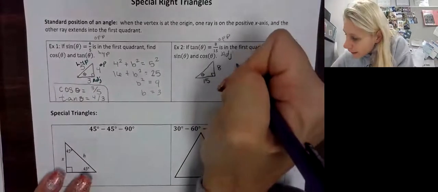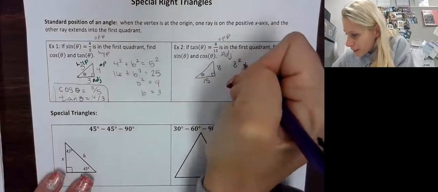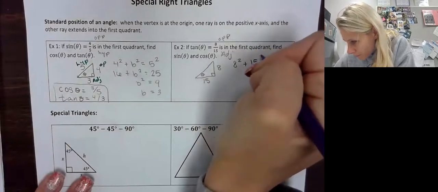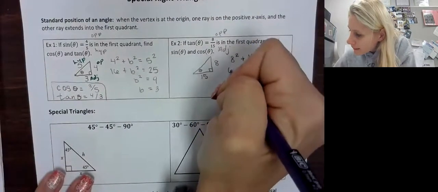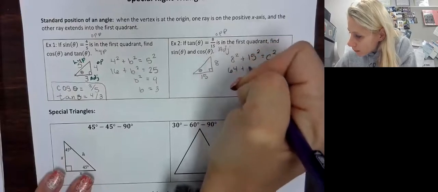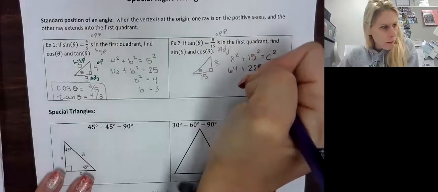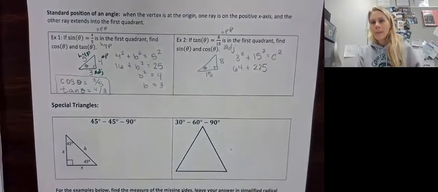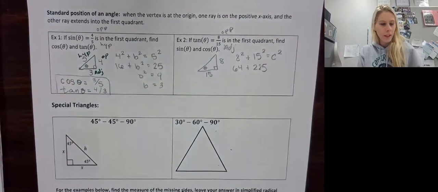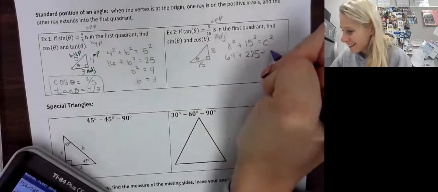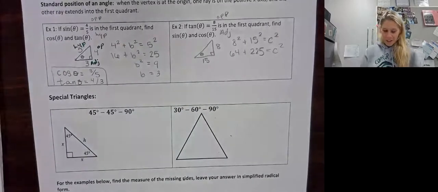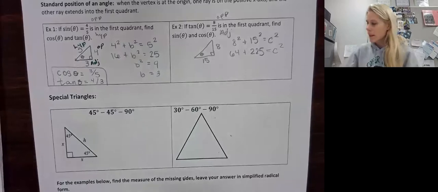hypotenuse. So I have 8 squared plus 15 squared equals c squared. That's 64 plus 225? No. Why am I just double checking, right? Yeah, it is. It's early, guys. All right, add those two together. Get 289.